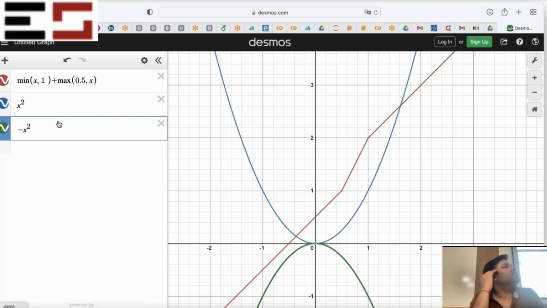Circle is not a function because it's going to fail the vertical line test, right?